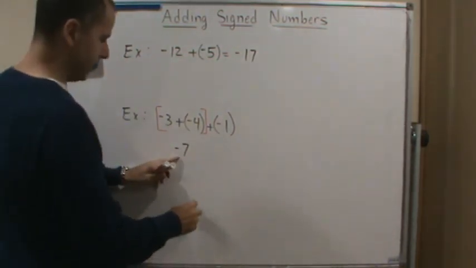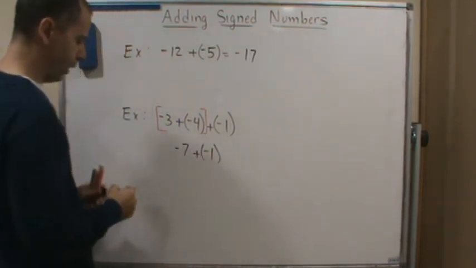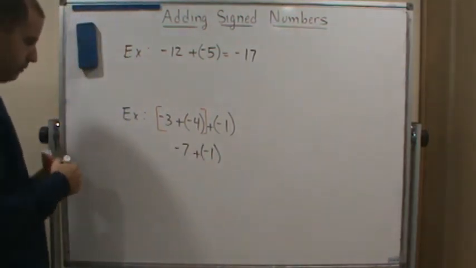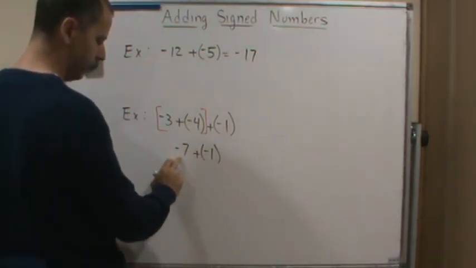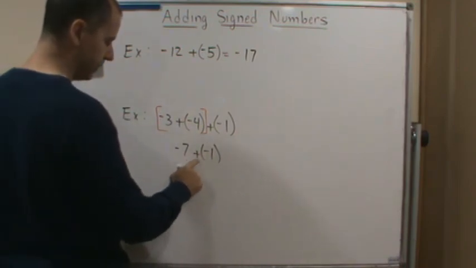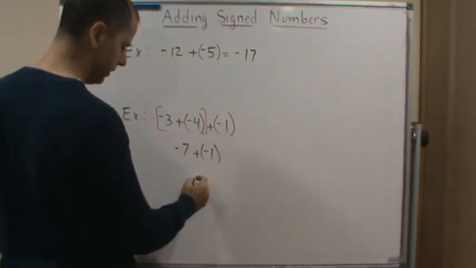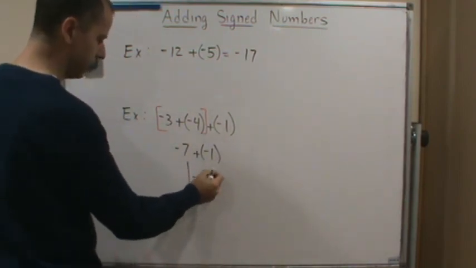So now this becomes negative 7 plus a negative 1. And so then we do it again, right? So we ignore the signs by taking the absolute value, and then we add them and then keep the sign. So in this case, it's going to be 8, and so it's going to be a negative 8. And so the answer is negative 8.